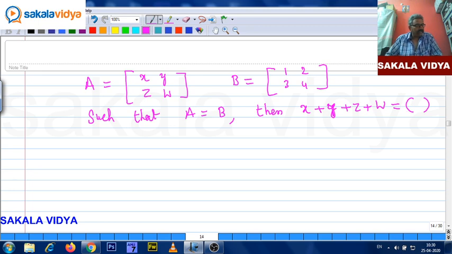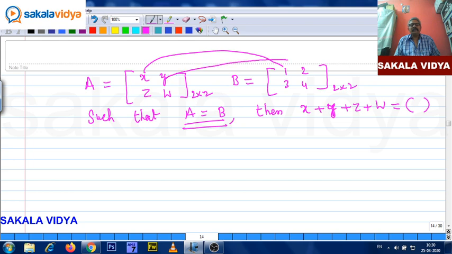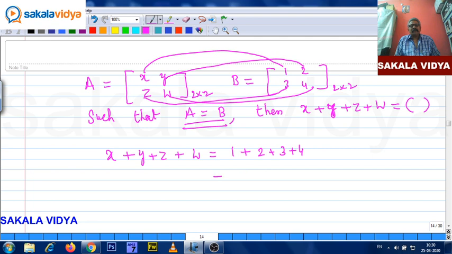See, what is given here? These two are of the same order, 2 by 2 and 2 by 2, and they are equal. They are equal means corresponding elements must be equal. X is equal to 1, y is equal to 2, z is equal to 3 and w is equal to 4. So x plus y plus z plus w must be equal to 1 plus 2 plus 3 plus 4. So we can find out the value. Understood now? Right.